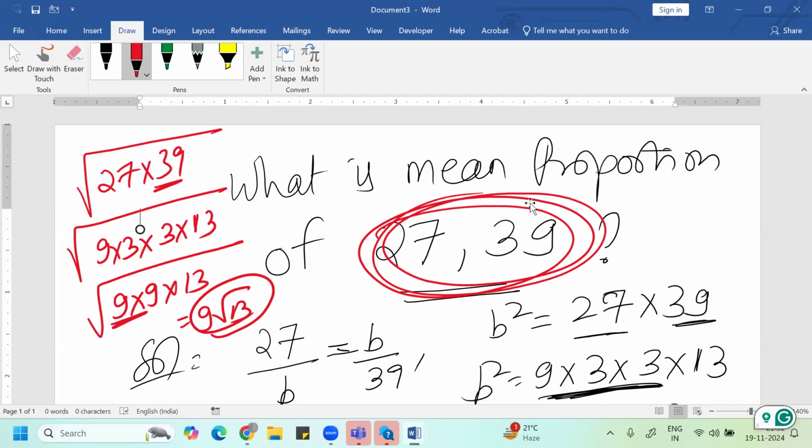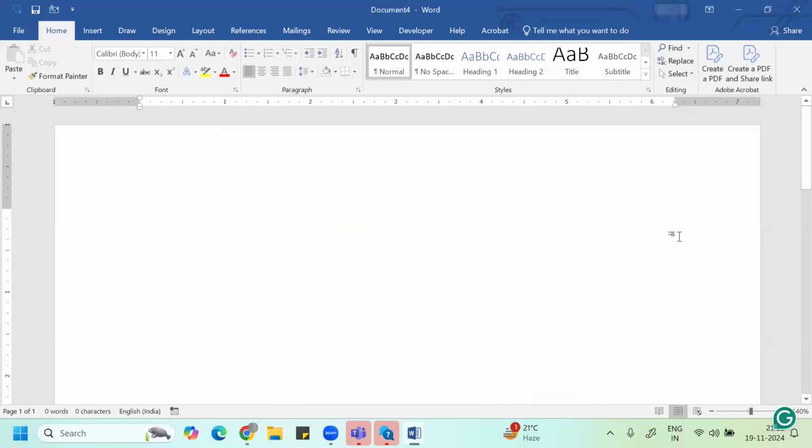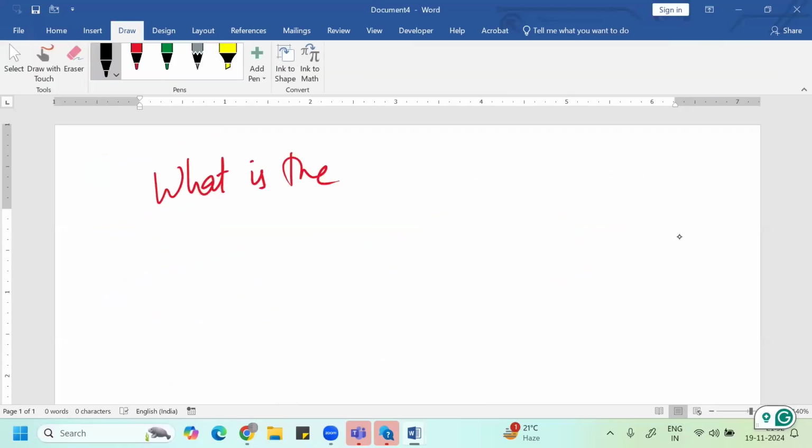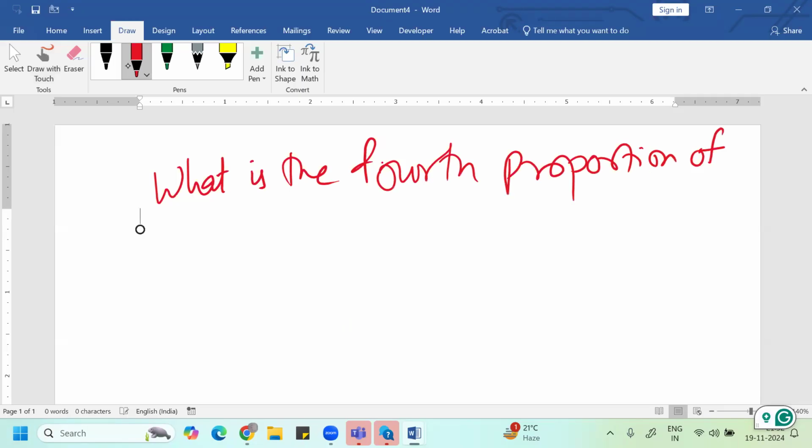Everyone understood this? Similarly, if I ask you, what is the fourth proportion, if I'm writing some terms and asking you, what is the fourth proportion of x, 2x and x plus 1? Tell me the answer for this.